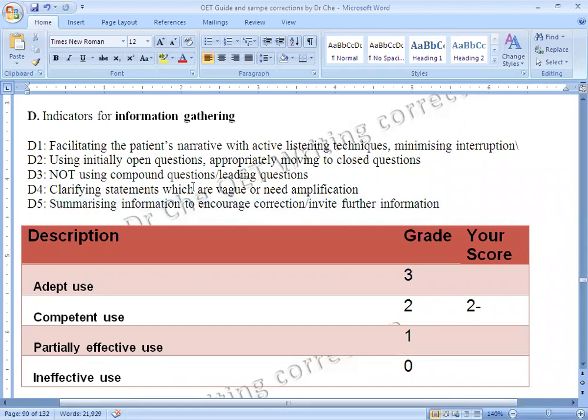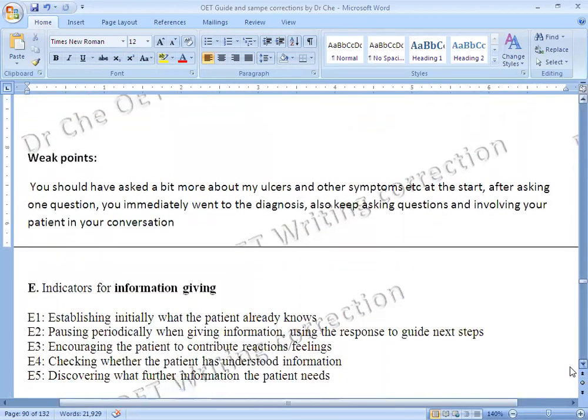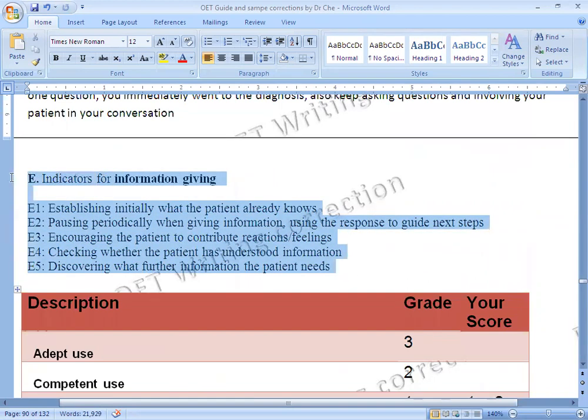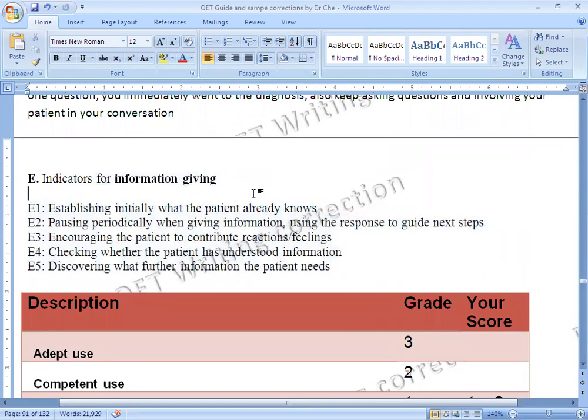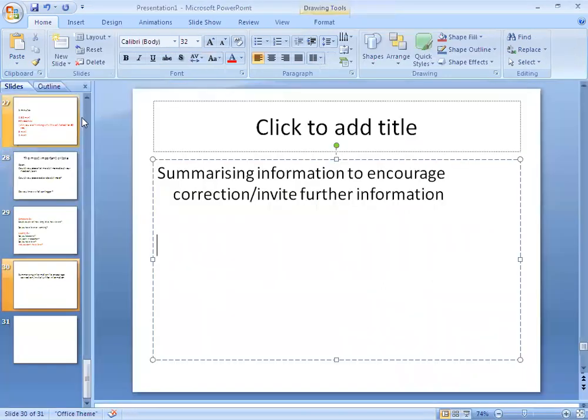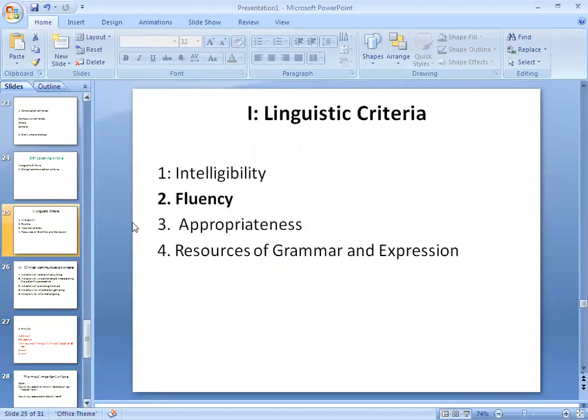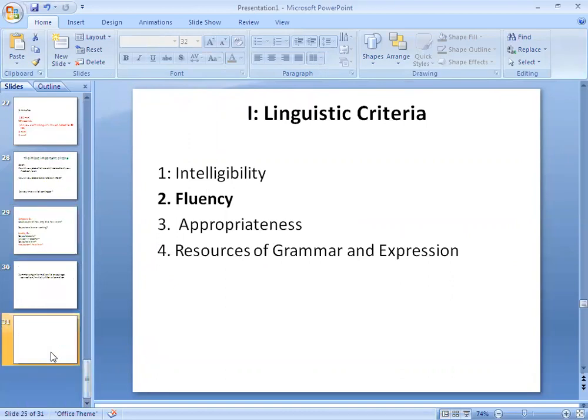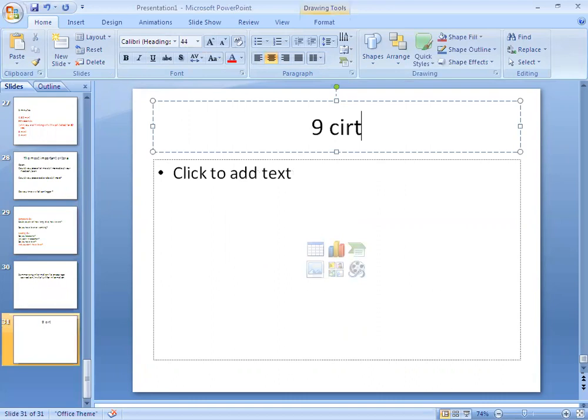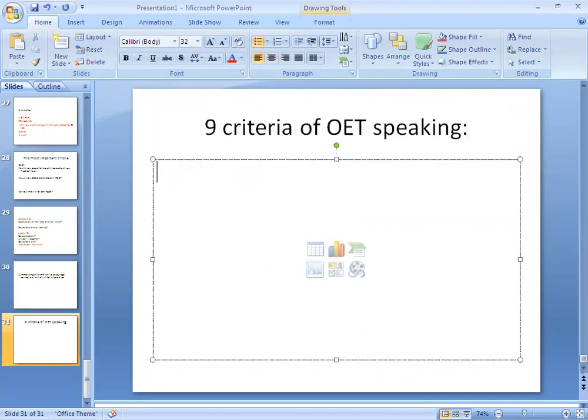So, summarizing. Now the last point is giving information. If I ask all of you, we have discussed 1, 4, 5 criteria in clinical communication criteria and 9 criteria in linguistic criteria. Nine criteria of OET speaking. If I ask you one question, out of these 9, what is the most important criteria?